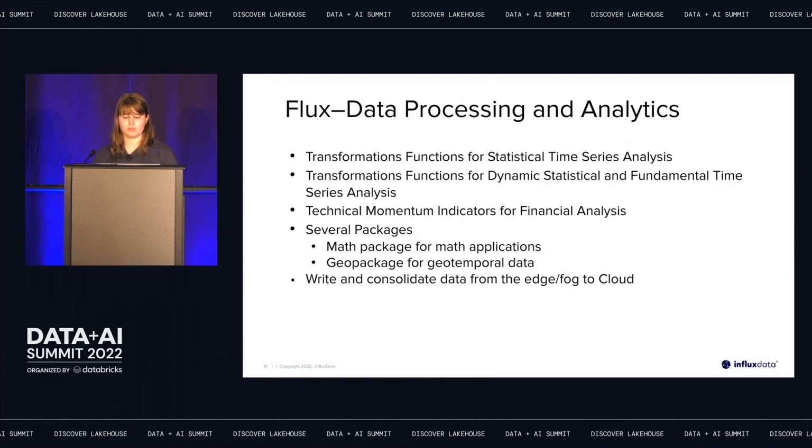Those include moving averages, double moving averages, time-weighted averages, and like I said before, double and triple exponential smoothing. Finally, we include technical momentum indicators for financial analysis, including Kaufman's adaptive moving average and Chande momentum oscillator. We also include math packages for math applications and geo packages for geotemporal data. And finally, the final one, which I'll go more in depth as we go through this talk, is the edge to cloud.